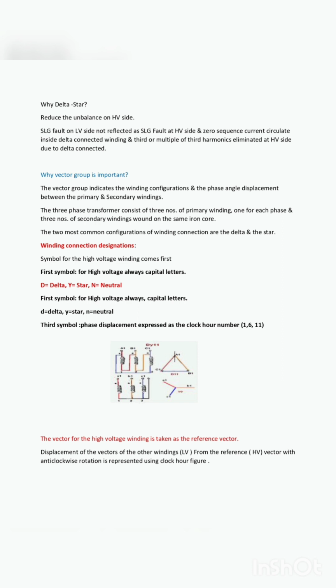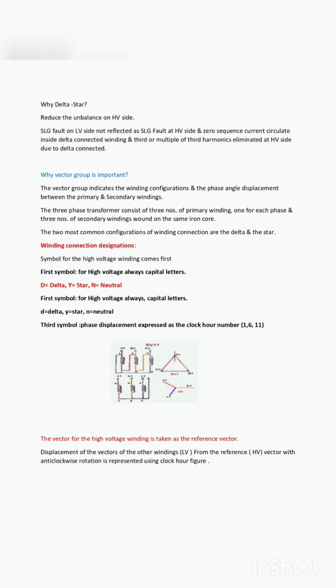Why is vector group important? The vector group indicates the winding configurations and the phase angle displacement between the primary and secondary windings. The three-phase transformer consists of 3 sets of primary windings, 1 for each phase, and 3 sets of secondary windings wound on the same iron core. The 2 most common configurations of winding connection are the delta and the star.